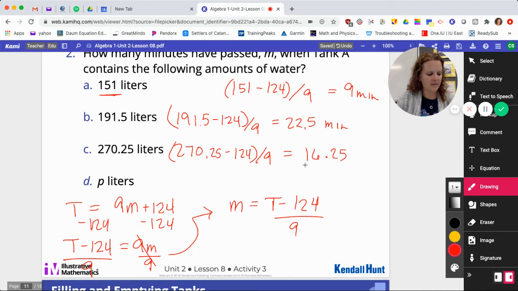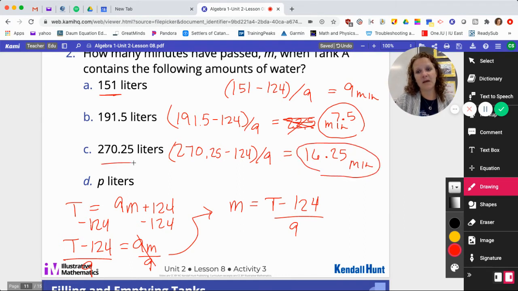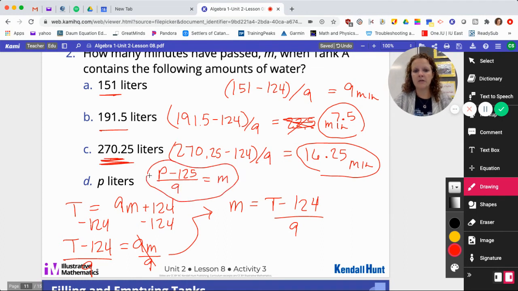I made a mistake here. If you are working along with me, you would have seen it. I divided by 3 instead of 9. It was just a miss. I didn't push the right buttons with my calculator. But how did I know I did it wrong? Because with this one, when I had more liters in the tank than B, my time was less, and I should have more time. Okay, now P liters. It would be P minus 124 over 9 equals M. Okay, that's the equation that we would use.